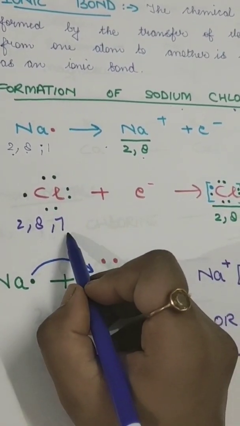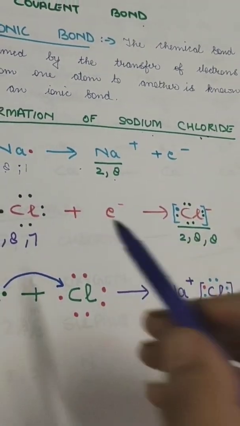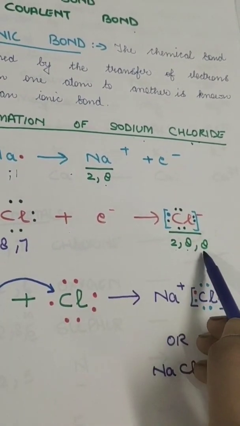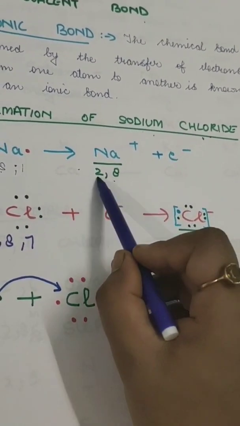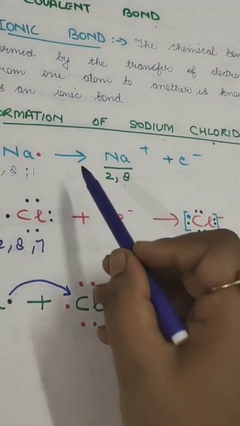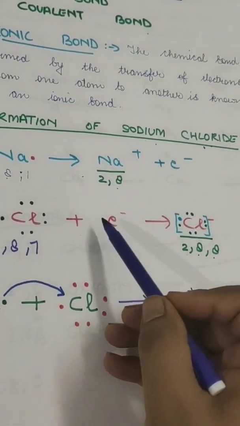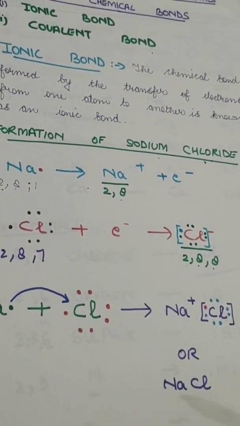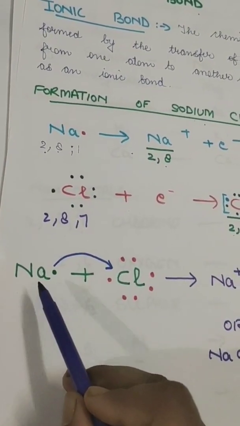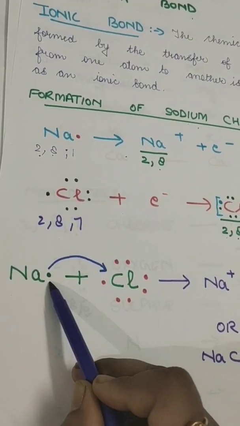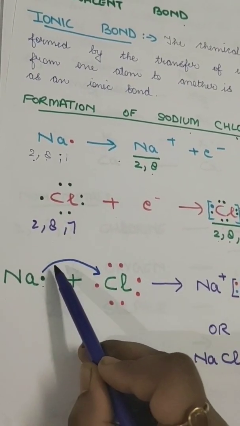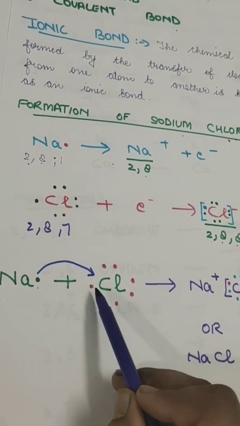So 7 electrons, so it wants 1 electron, so it will gain 1 electron, so it will become 2, 8 and 8. So it will become stable, and this will also become stable. But where will it give this electron and from where will it get the electron? They will transfer the electron to each other. So sodium will give its 1 electron from its outermost shell to this chlorine, so it will transfer the electron from here to here.